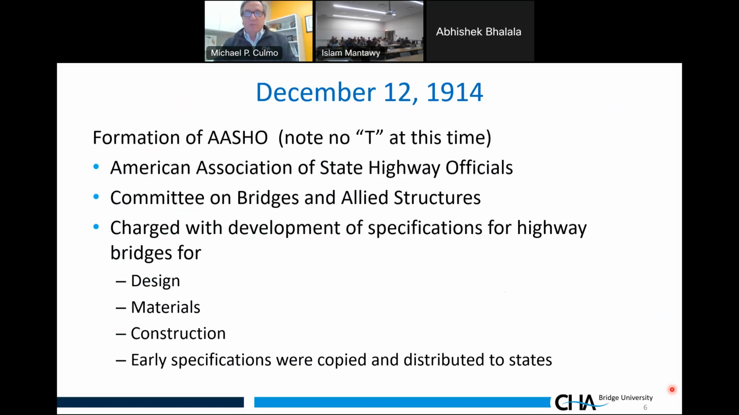And remember, 1914, if you think about what the world looked like in 1914, cars were literally just invented about 10 years before. And so we're not talking a lot of trucks. We're talking small cars and small trucks, but nothing significant.